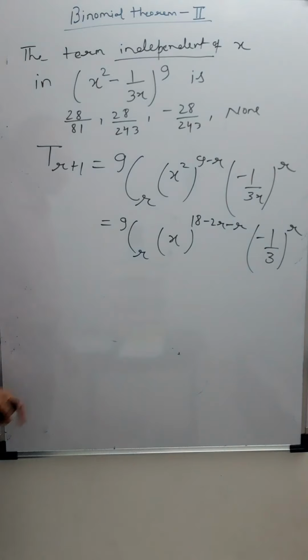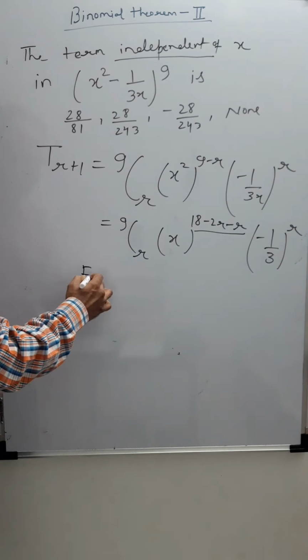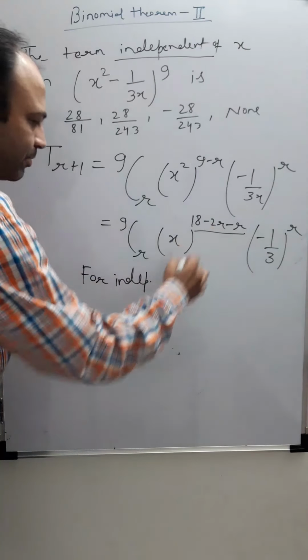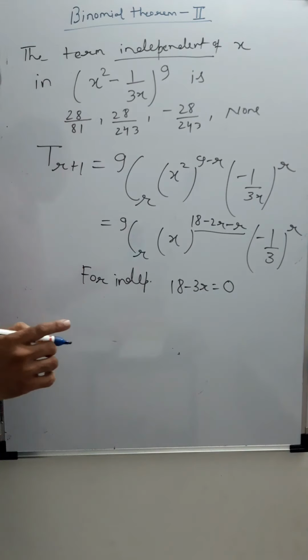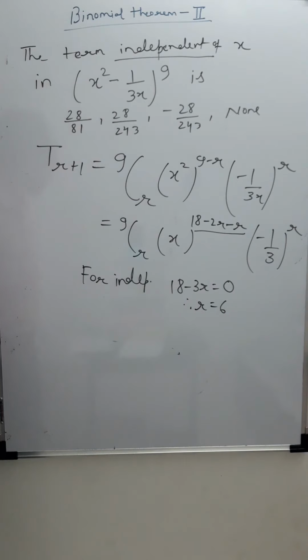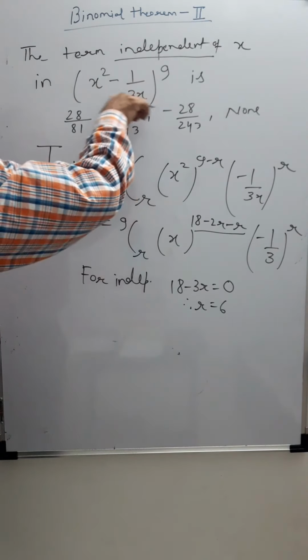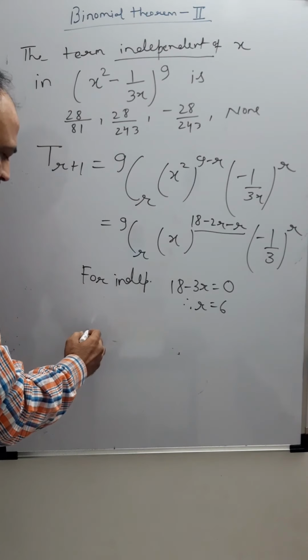Fine. Now this power has to be zero for the independent term, for the constant term. For the independent term, what should be there? 18 minus 3r should be equal to 0. Fine. So r comes out to be 6 in this situation. So the 7th term will contain no x in this binomial expansion. Fine. Then what is the value of that?